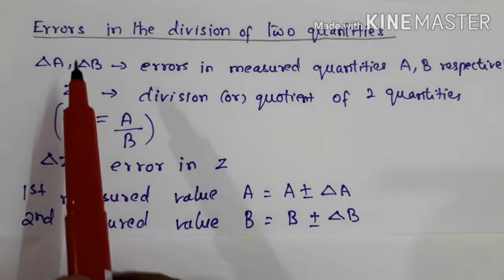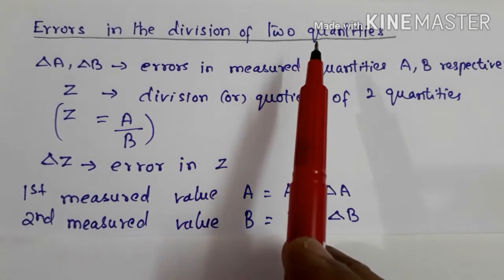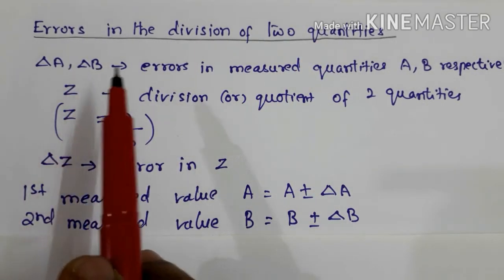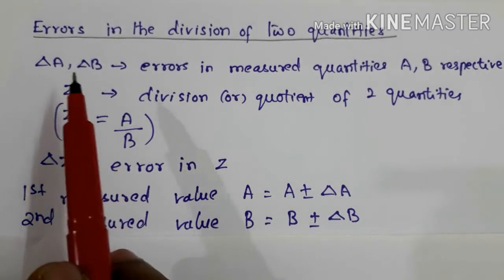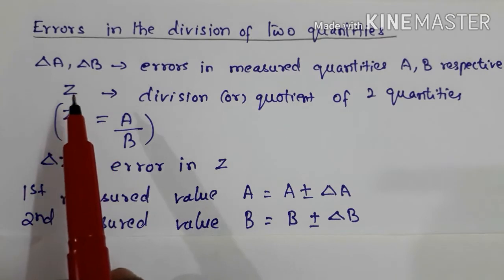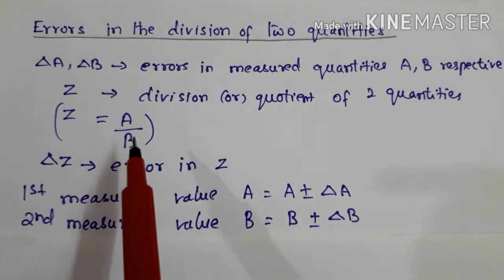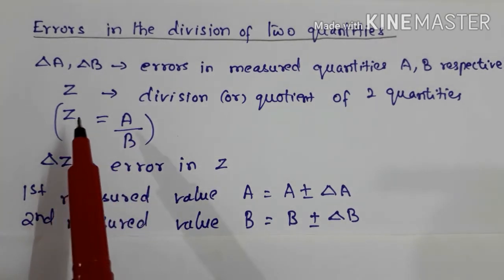Hello children, in this video we are going to learn about errors in the division of two quantities, right? Now delta A, delta B are the errors in the measured quantities A and B. Z is the division resultant. If you divide, the resultant value will be Z. So division or quotient of two quantities: Z is equal to A by B, and already you know what delta Z is. It is the error in the Z quantity, right?